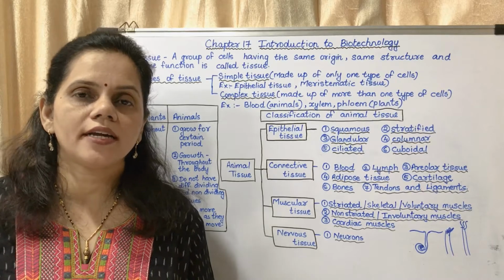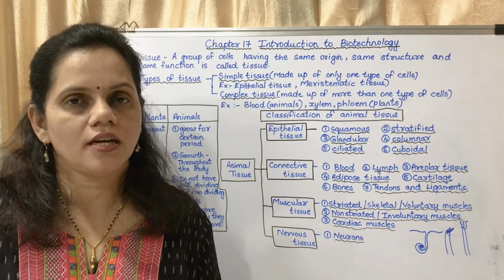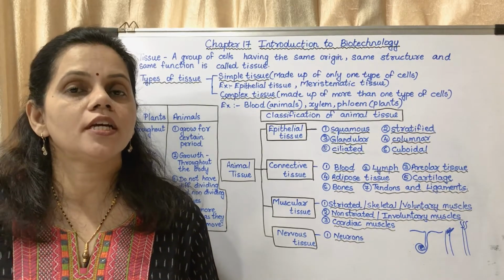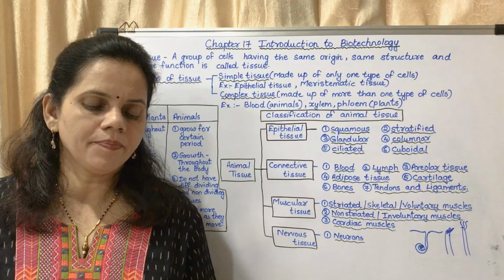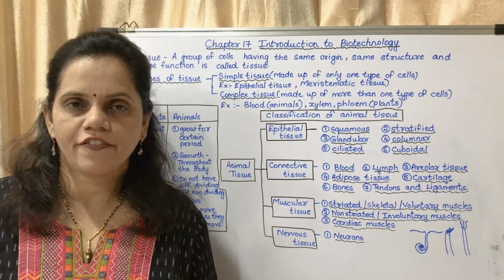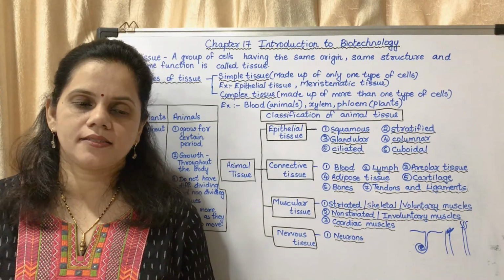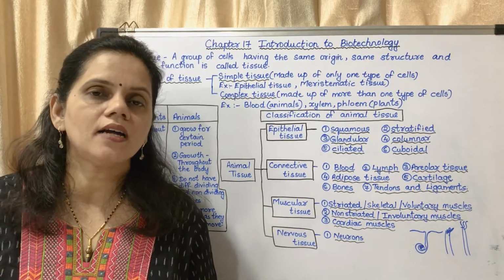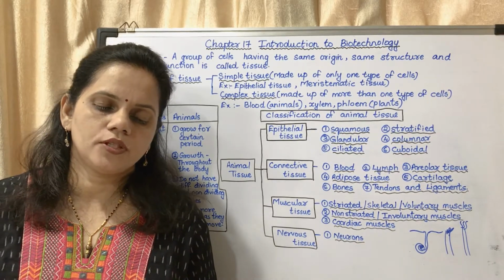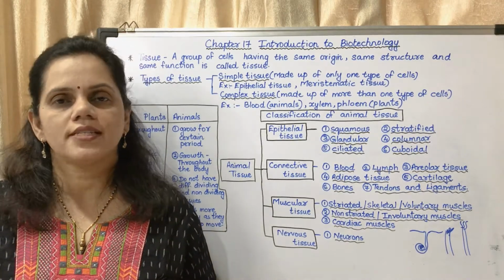Next is cuboidal epithelium. You may see the structure of the cells is in the form of a cube. That is why it is said to be cuboidal epithelium. Location: tubules of kidney, the nephron, you have studied about nephron, and salivary glands. Structure: the cells are cuboidal. Function: reabsorption of useful materials from urine and secretion of saliva.